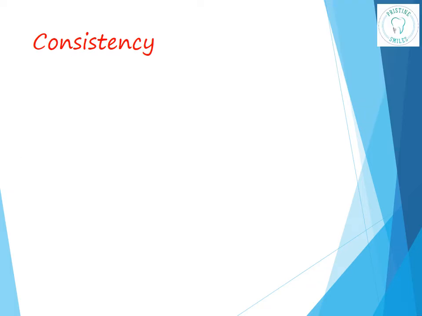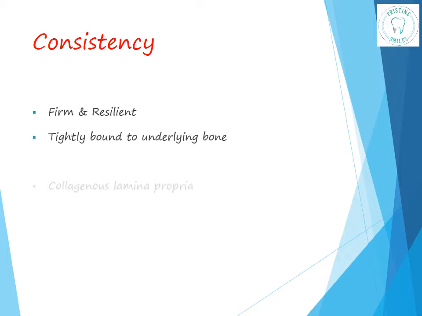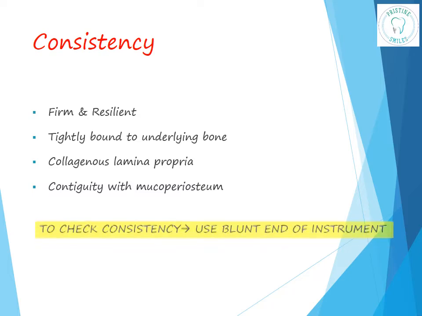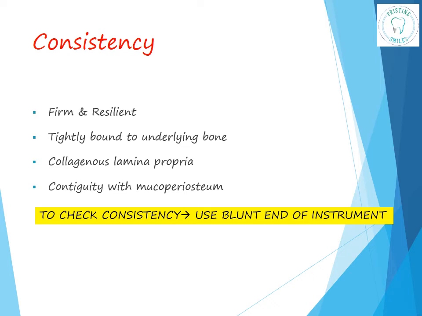Consistency. On palpation, you should feel gingiva which is firm and resilient and tightly bound to the underlying bone. Now this firmness is because of the collagenous nature of lamina propria and its contiguity with the mucoperiosteum of the alveolar bone. So how do you check for this consistency? Use the blunt end of the instrument.